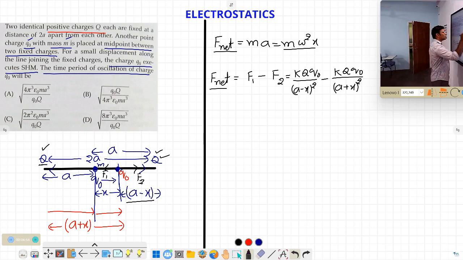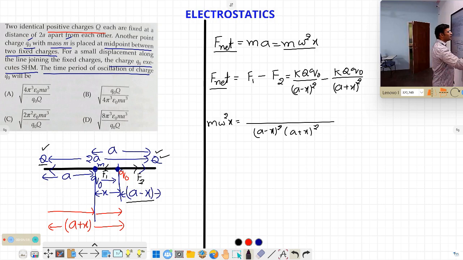So here F net is equal to, what can I write? That is m omega square x is equal to, directly I'm writing, to reduce the number of steps of solution here. You take the LCM of this one, it is (a minus b)(a plus b). So if you take the LCM, I can write here (a minus x) whole square into (a plus x) whole square, and K capital Q small q naught if you take common. So remaining, I can write (a plus x) whole square minus (a minus x) whole square after taking the LCM.